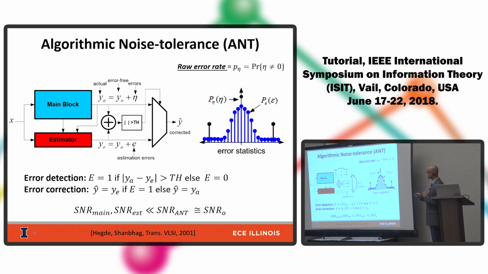So what I see at the output of the main block is y sub a, which is the error-free output corrupted with some hardware errors. Now that is what I want to implement, but to compensate for errors, I'm adding all of these other blocks. The estimator is an approximate version of the original function, the function that generated y naught. I implemented an approximate version of that here. I don't allow the estimator to make hardware errors. So the estimator is making only one kind of error, which is estimation errors, E.